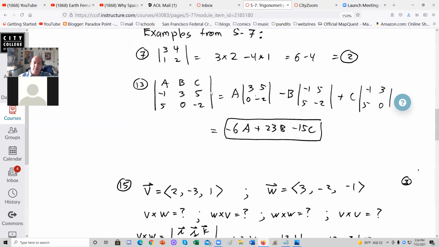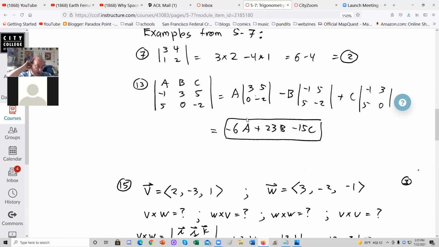It's plus a times the determinant of 3, 5, 0, 2, minus b times the determinant of negative 1, 5, 5, negative 2, plus c times the determinant of negative 1, 3, 5, 0. Basically, you do plus this, minus this, plus that, each one times the determinant of the matrix that results from eliminating that row and that column. For c, we cancel out this row and this column. After a bit of work, this comes out to negative 6a plus 23b minus 13c.